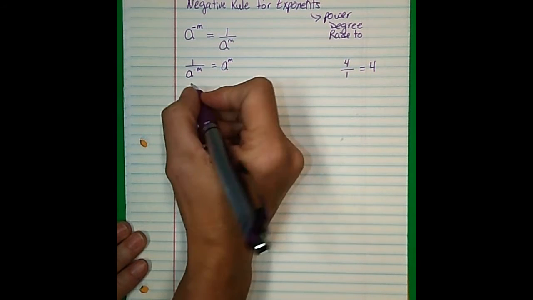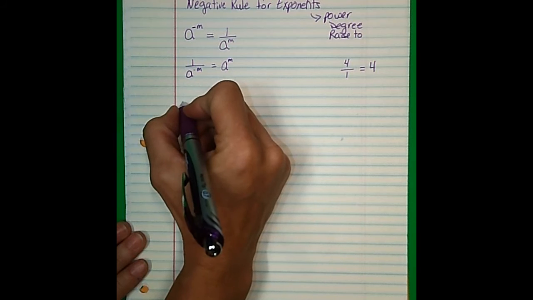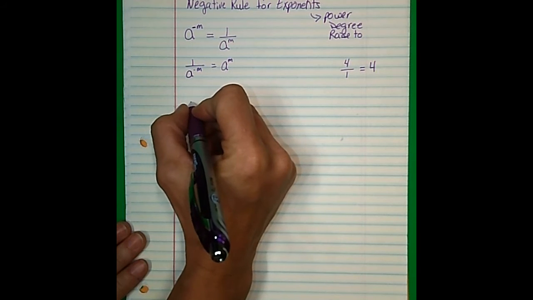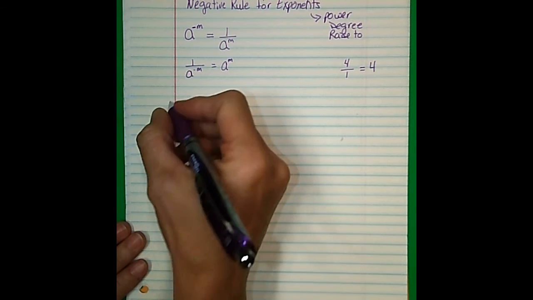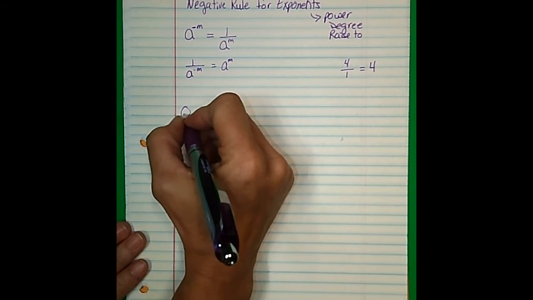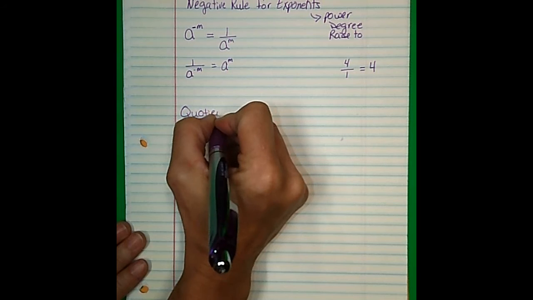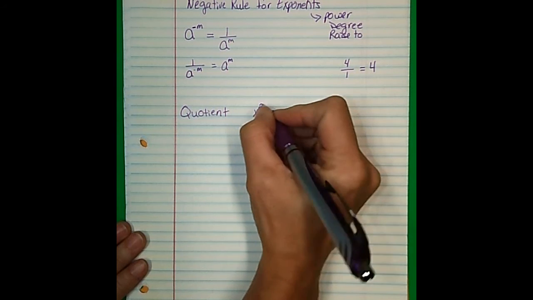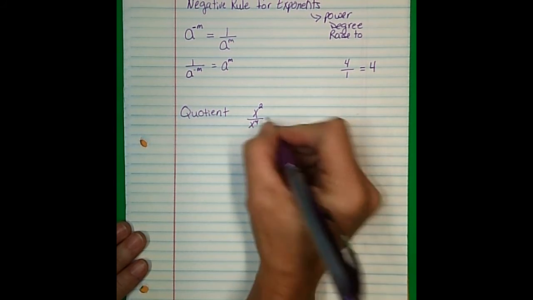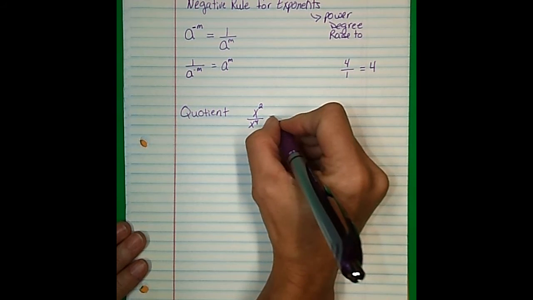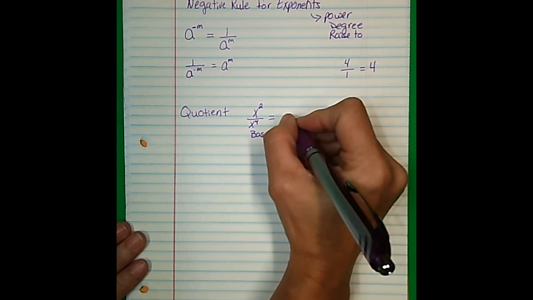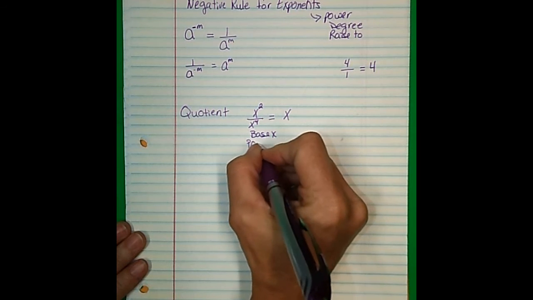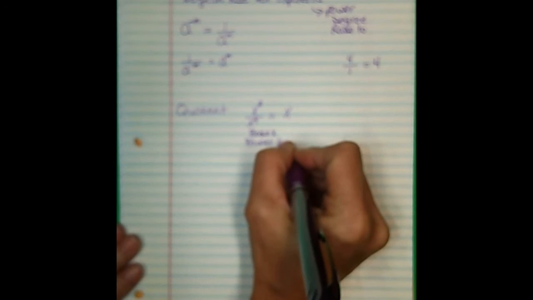So let's use an example. Let's use a quotient rule involved in it. That would be great. So what if I had a quotient rule here going on? I had x squared over x to the 4th. And I apply that rule. My base is what? X. So I'm going to apply it. My powers are 2 and 4.